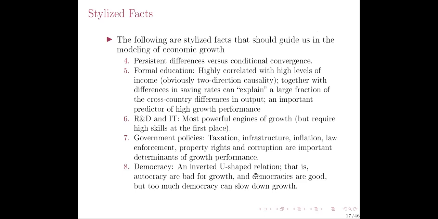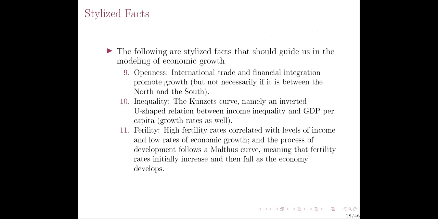Autocracy means, of course, dictatorship. Openness and financial integration promote growth, but not necessarily if it is between the North and the South. If there is a difference between the nations, one powerful and the other less powerful, then again the powerful gets more benefit. Inequality: the Kuznets curve defines how your GDP per capita increase leads to unequal or equal income distribution, namely an inverted U-shaped relationship between inequality and GDP per capita.